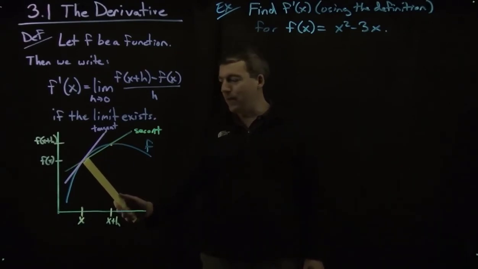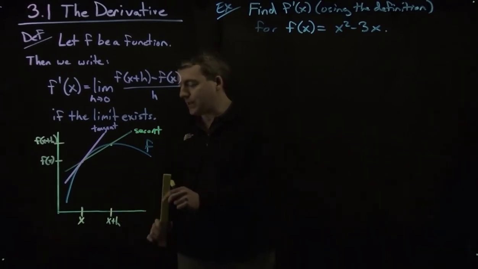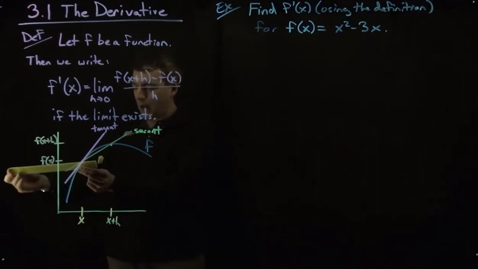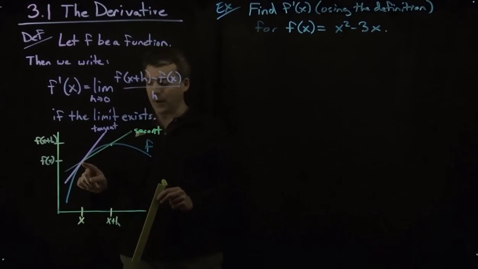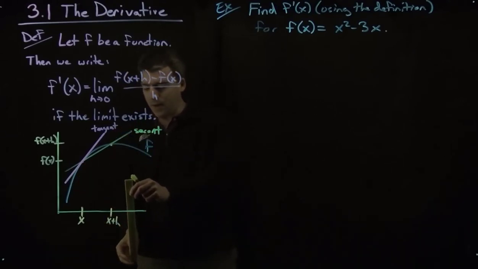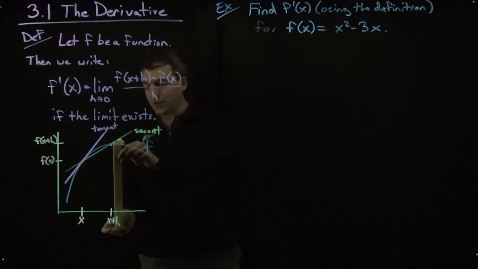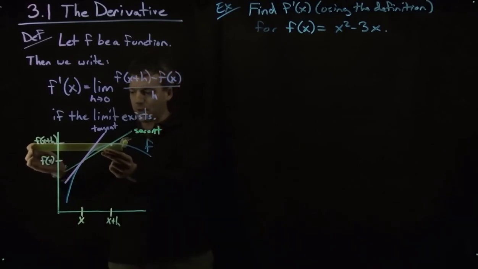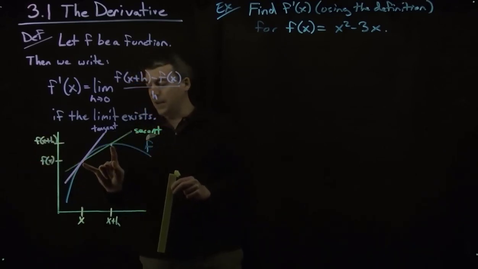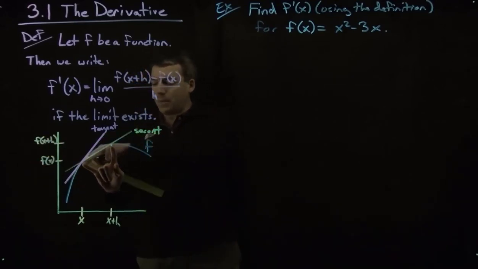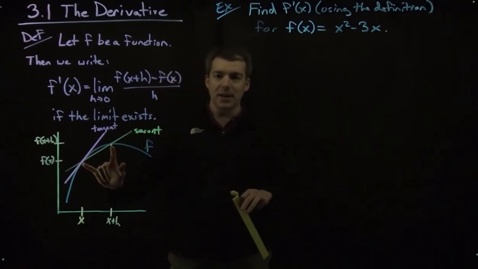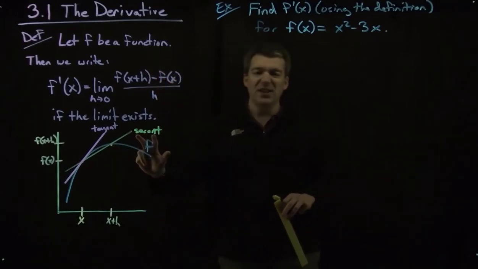So x comma f of x right here. So it's x horizontal, f of x vertical. That point right there on the curve. We have x plus h, goes over right here. And then through those 2 points, we can draw a line. The slope of that line is the average rate of change. We call that line a secant line.